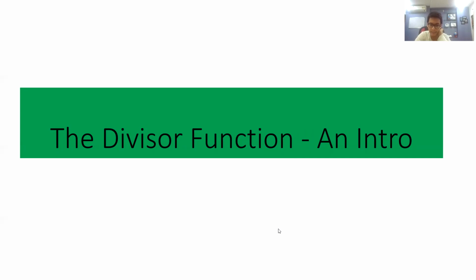Right, so I'm planning to make two videos on the divisor function, and this is the first one. The second one will be obtaining the formula for the divisor function.